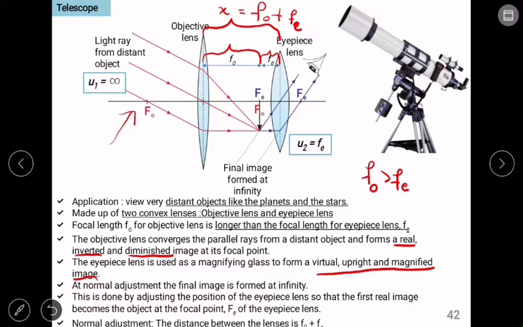Again, a telescope uses two convex lenses. The objective lens has a longer focal length compared to the eyepiece lens, all right, meaning FO is more than FE. And the distance between our objective lens and our eyepiece lens is equal to FO plus FE.